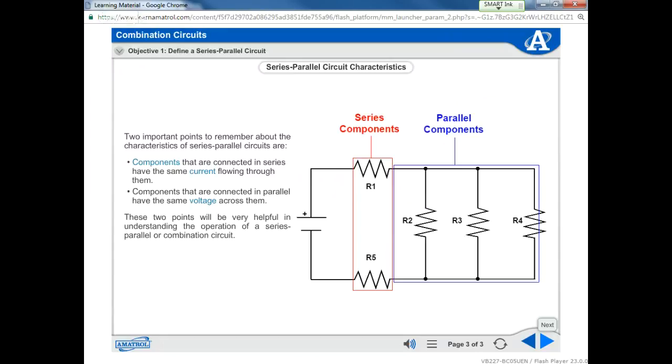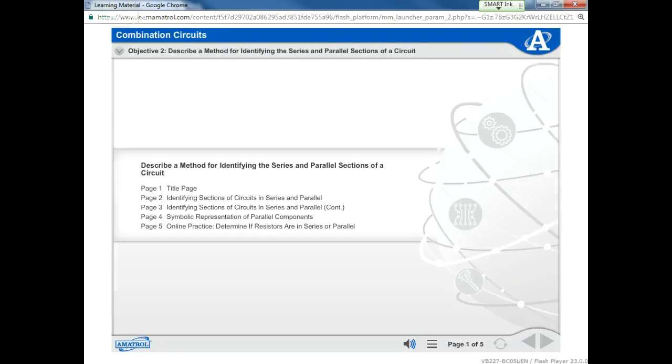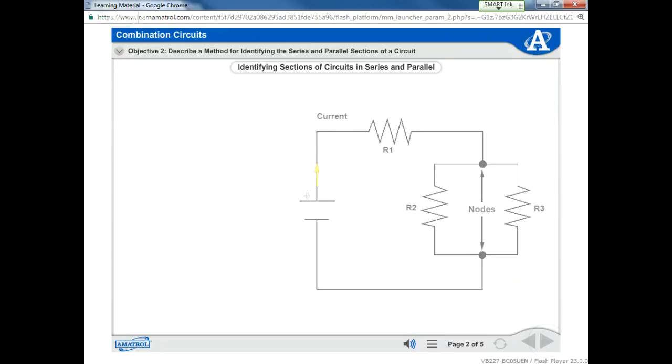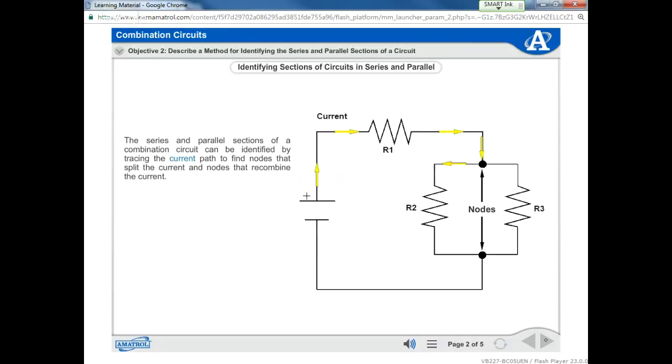Okay, let's go on to the next one. We'll actually begin to solve these. Describe a method for identifying the series and parallel sections of a circuit. The series and parallel sections of a combination circuit can be identified by tracing the current path to find nodes that split the current and nodes that recombine the current. In the example, there are no nodes between the power supply and R1. Therefore, R1 is in series with the power supply, and all of the current from the power supply flows through R1.